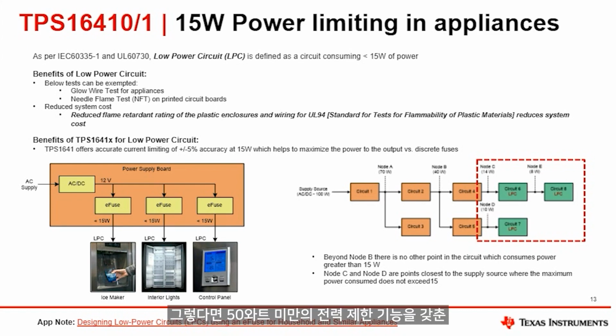So what's really the benefit of the TPS1641 with this less than 15 watt power limiting? Really, it comes down to the accuracy of the 1641. So it can provide accurate current limiting or power limiting, at plus or minus 5% at 15 watts. So really what this can do is help to maximize the amount of power you can deliver to your output. So as things become more powerful or maybe need higher power, the TPS1641 ensures that you can maximize the amount of power you can deliver to your output.